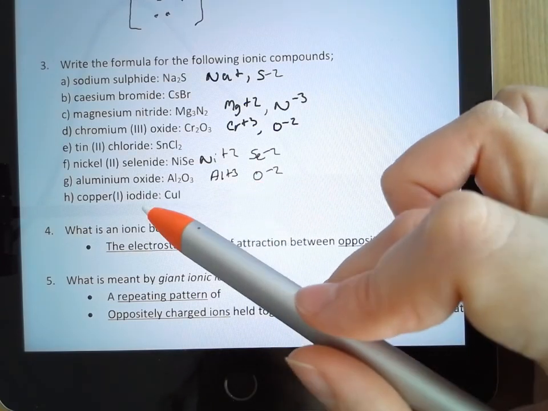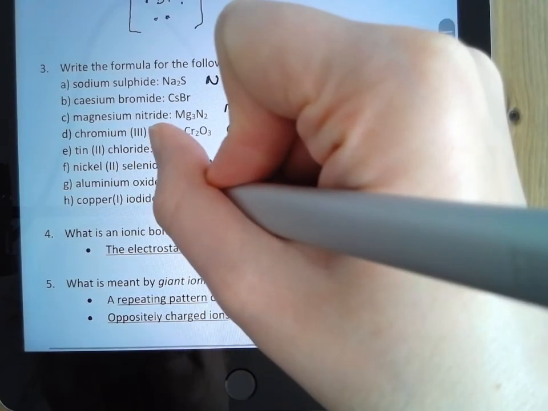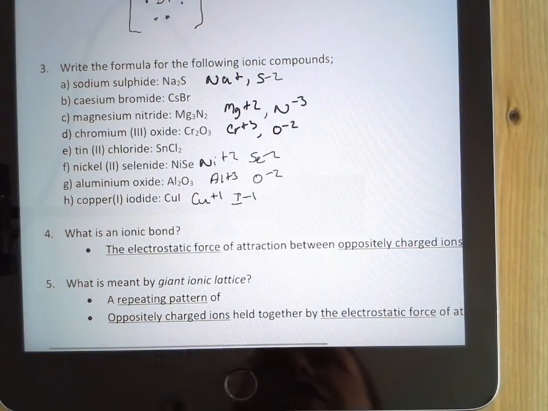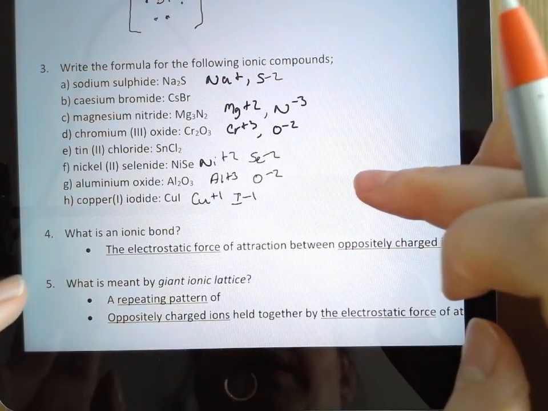Copper 1 iodide. Copper 1 will have a plus 1 charge. Metals are always positive. Iodine's in group 7 with a minus 1 charge. They cancel out and you just get CuI.